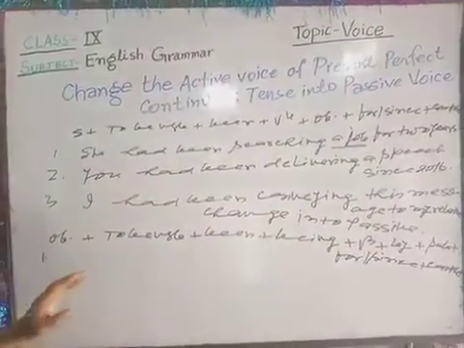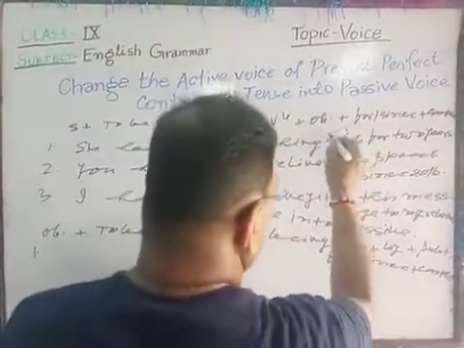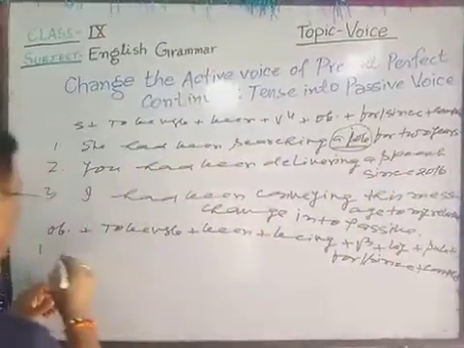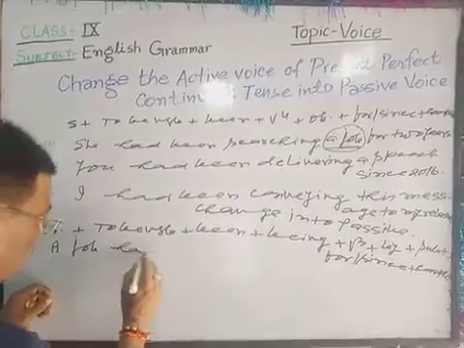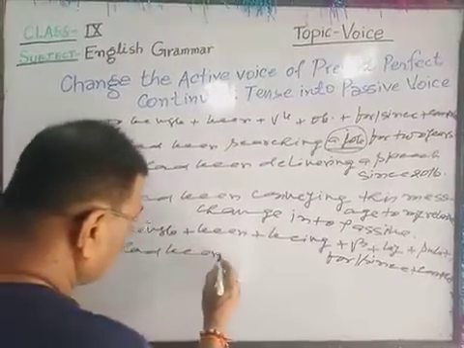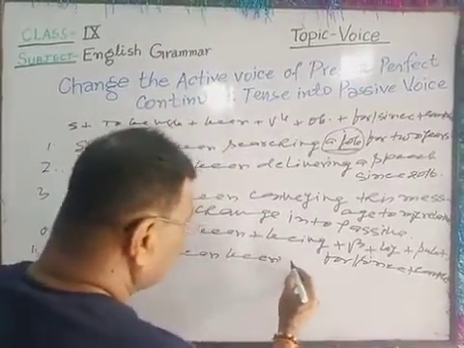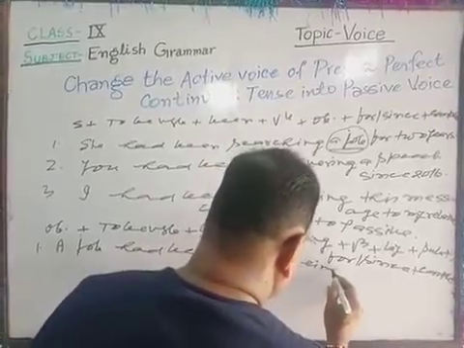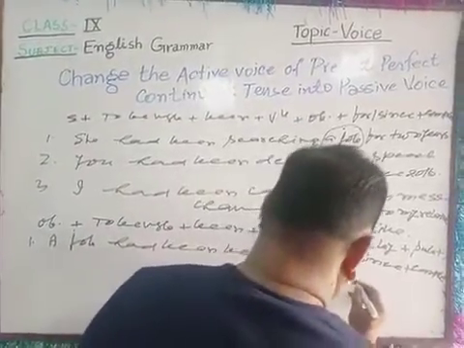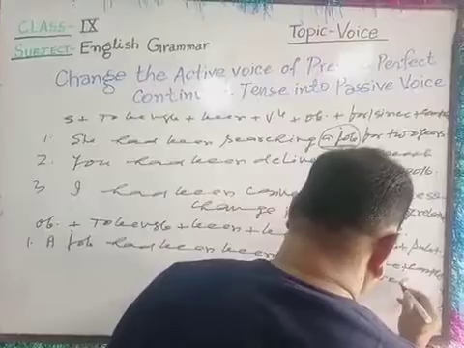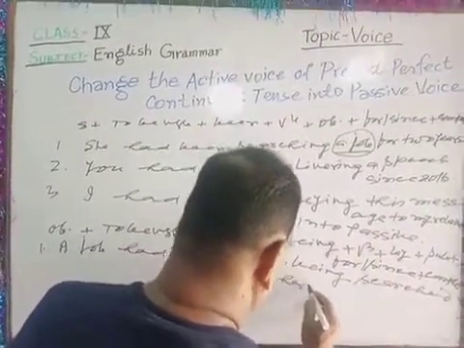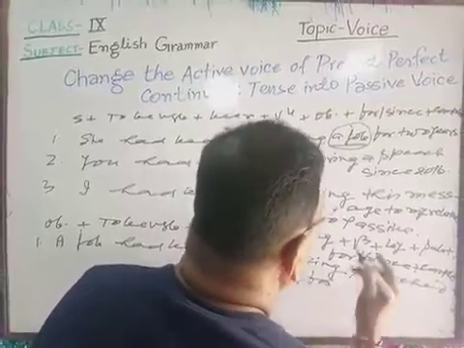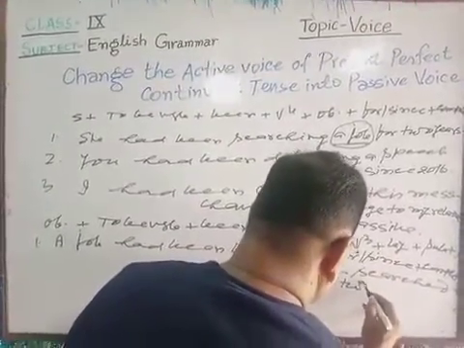In the first sentence, a job is an object. A job has been being searched by her for 2 years.